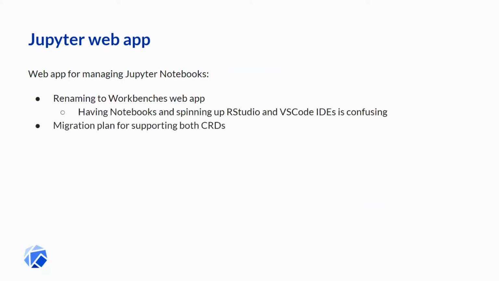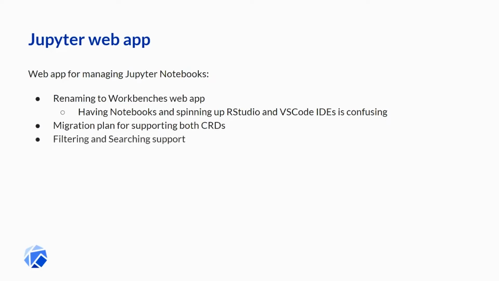So we're going to have, as I mentioned before, a migration plan, and the new web app is going to support both the notebook CRD that we previously had and the workbench CRD. Again, we're going to have a proposal where everyone will have a chance to look into the migration process and get some more feedback about how to handle the 1.7 release. So stay tuned for that one.